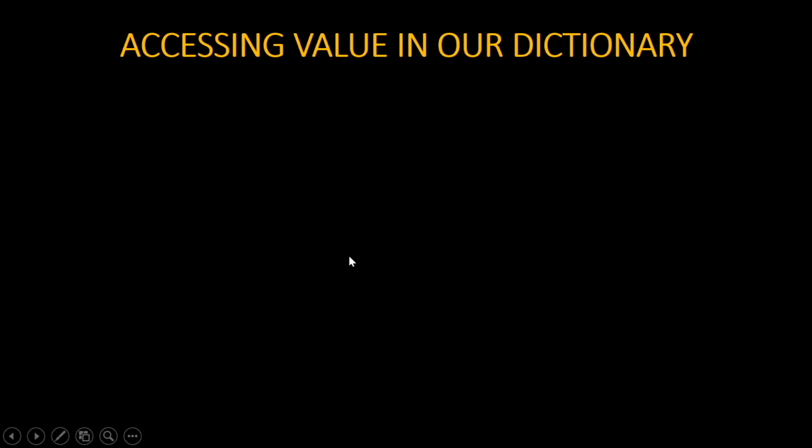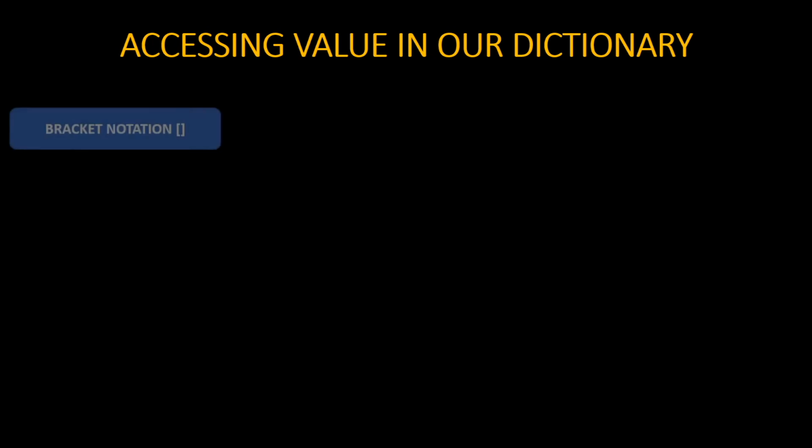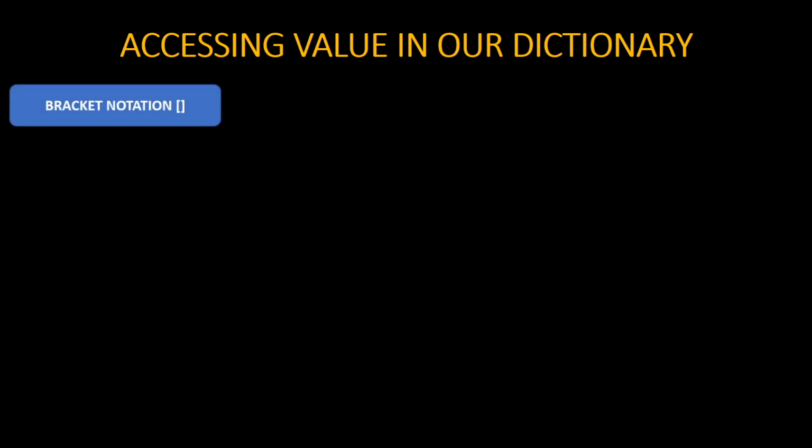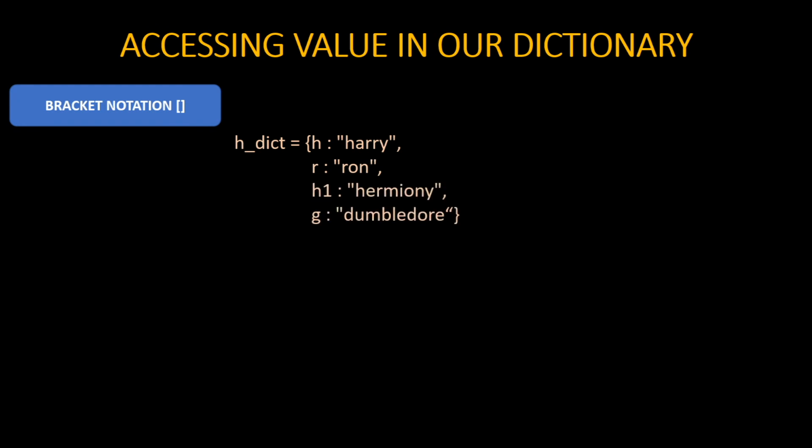Let's go further and talk about accessing values in our dictionary. For that we use bracket notation. Let's say I have a dictionary, a variable hdict, where h is a key and Harry is a value, r is a key and Ron is a value, h1 is a key and Hermione is a value, and g is a key and Dumbledore is a value.